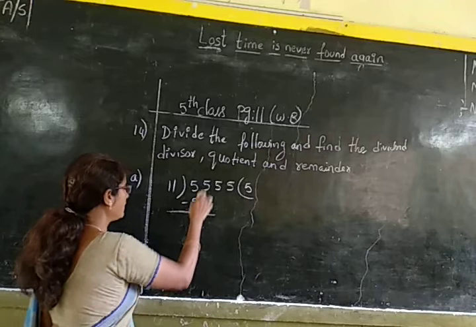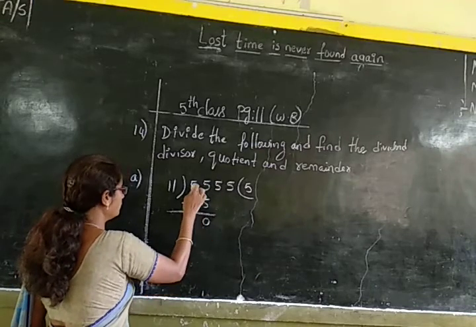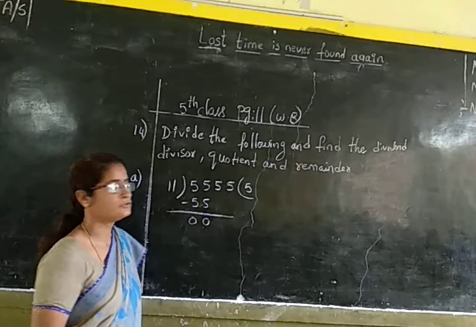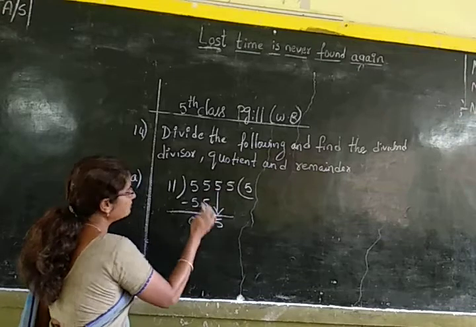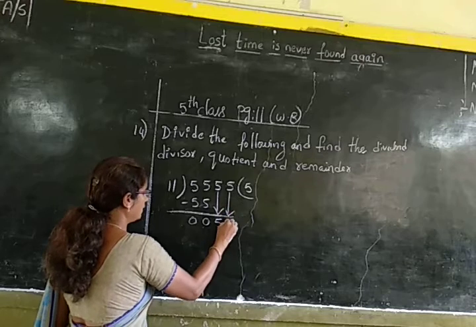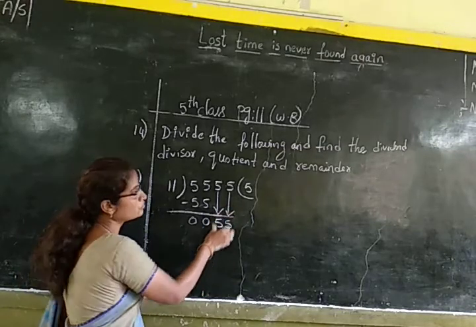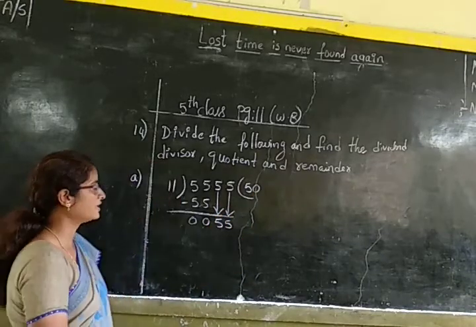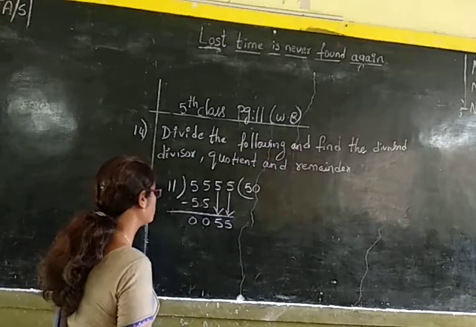Now you have to subtract 5 from 5. 5 minus 5 is how much? 0. Next, what do I have to do? I have to bring down the next number, which is 5. Since 5 is smaller than 11, I have to bring down the next number also. Since I have brought down 2 numbers at a time, I have to put 0 in the quotient. Whenever you bring down 2 numbers at a time, you have to put 0 in the quotient.